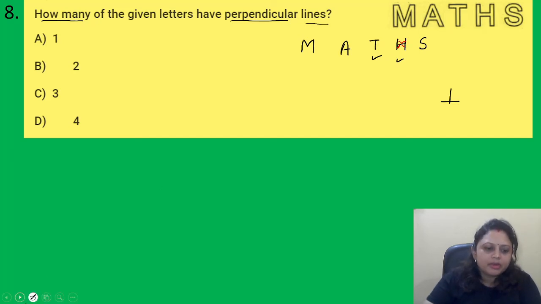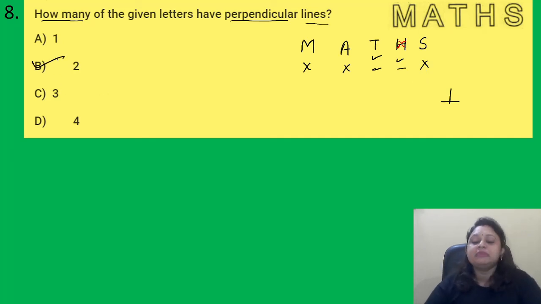So these are the perpendicular lines. Okay. So in which letters are perpendicular lines there? It is T, and in H. In M, A, S, no perpendicular lines are there. Right. So what is the correct answer? Correct answer is 2, which is present in option B. So correct answer is option B, that is 2.